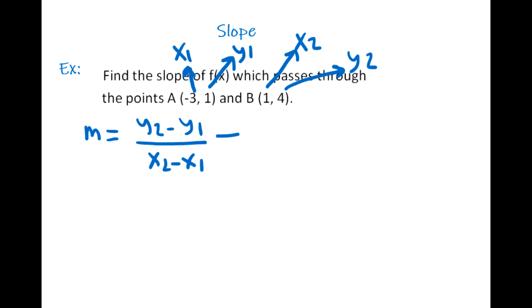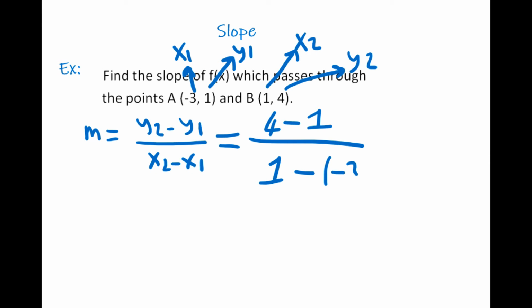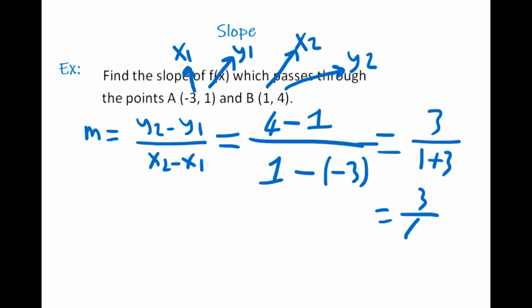So if this is the case, that is equal to, guys, y2 is 4 minus y1 is 1 divided by x2 is 1 minus x1 is negative 3, guys. Negative 3. And in the next step, if you subtract 1 from 4, we're going to have 3, of course, divided by negative times negative is going to be positive. So 1 plus 3. And that is 3 over 4, guys. So the slope is 3 over 4.